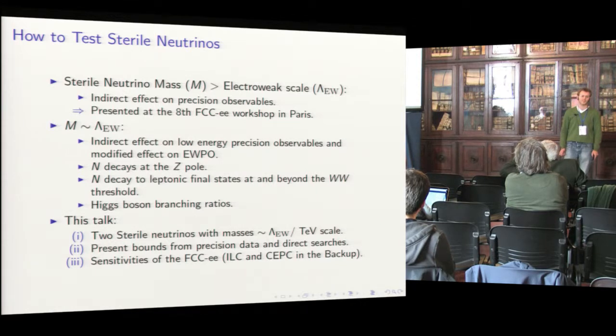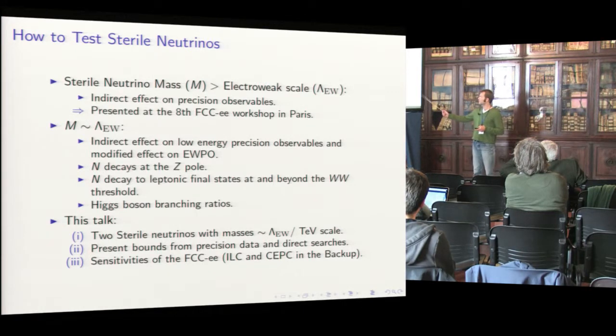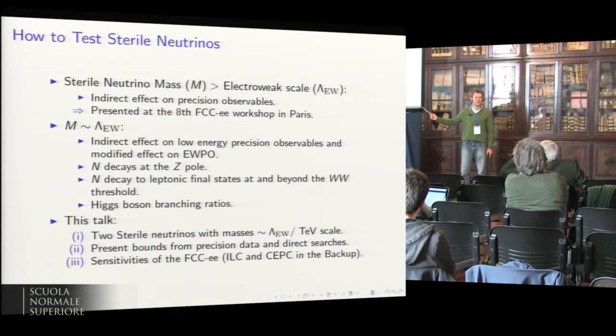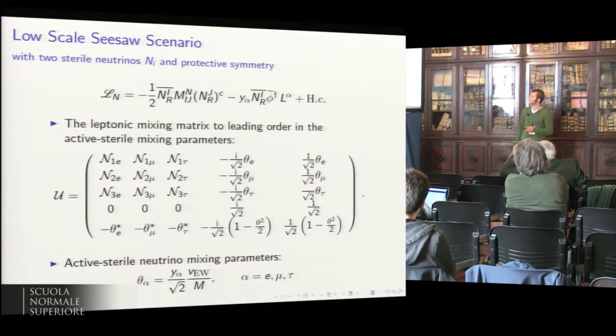And I was not giving you any signal studies. I'm only going to talk about signal sensitivity, so that we have a benchmark how far down in parameter space we can extend our searches. And in this talk in particular, I will assume that the neutrinos are light enough to be produced, with one exception, but I will come back to that later. I will present bounds on precision data, something for Alessandro. I have the Stealthy reference there. And then we have the sensitivity outlook for the FCC-ee. And whoever is interested, in the backup I have the other two collider options also.